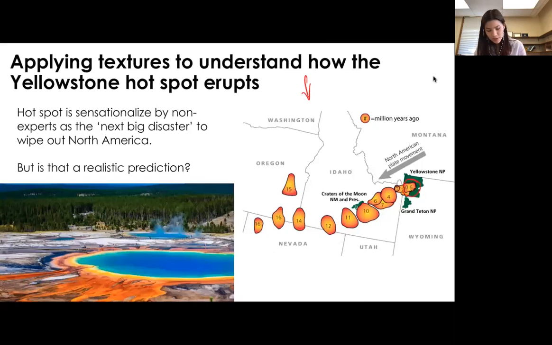So you can see that about 16 million years ago, the Yellowstone hotspot was in the northwest corner of Nevada. Since then, it has traversed across Idaho. It left behind the Craters of the Moon National Monument, and it has now reached its current position. Now, when I say the Yellowstone hotspot has traversed, what I really mean is the Yellowstone hotspot has remained stationary, but the North American plate has moved across it in this direction, so towards the older hotspot tracks.